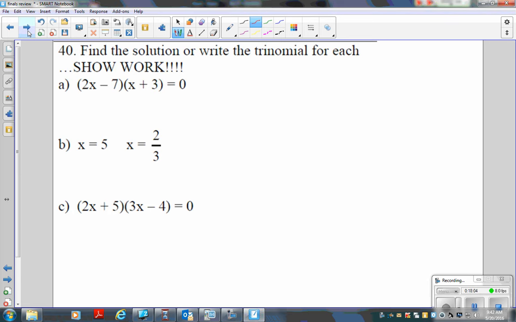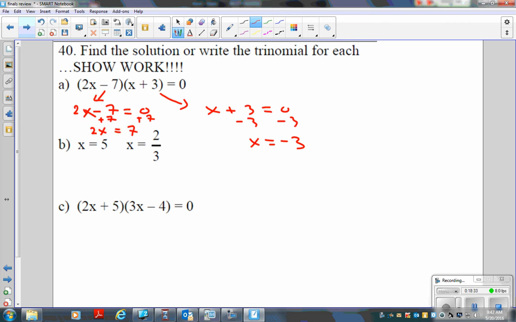All right, in this case right here, we have to go ahead and find a solution, which means we take this and just make it equal to 0. Subtract 3 from both sides. Add 7 to both sides. Now this one also has a 2, so we divide by 2. Final answer is x equals 7 over 2, and x equals negative 3.